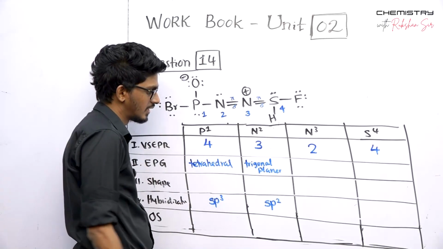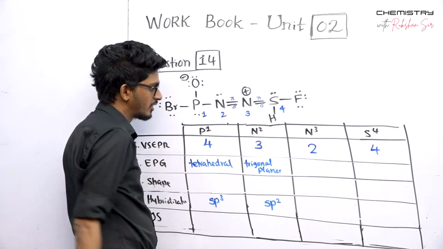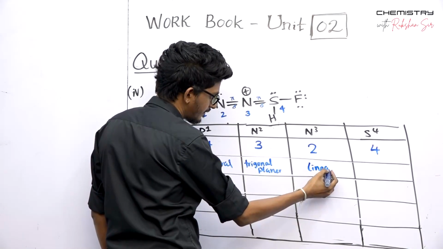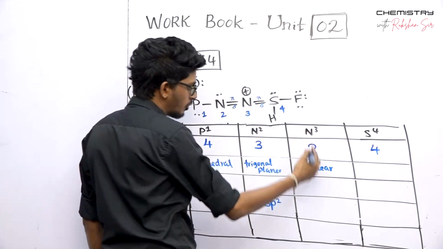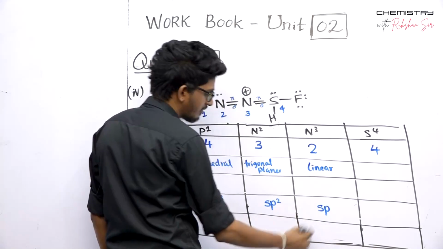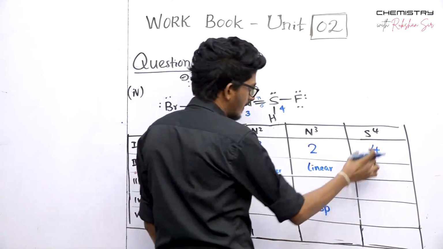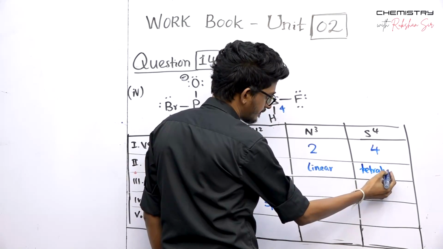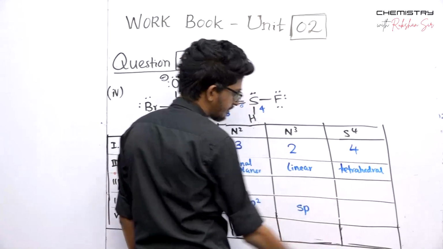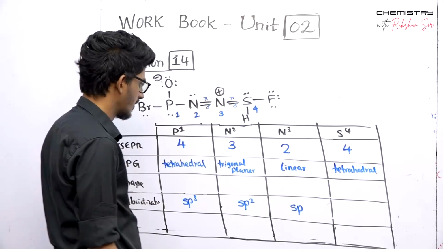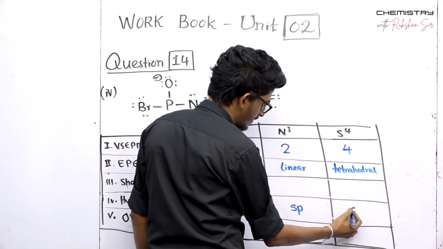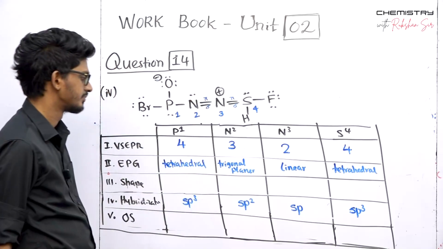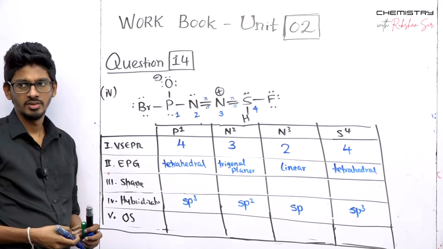If the VSEPR count is 2, the electron pair geometry is linear. So 2 units means sp, an s and a p, 1 and 1, 2. If the VSEPR count is 4, it is tetrahedral. So the hybridization is 4 units, meaning s and 3 p, is sp3. Right now?